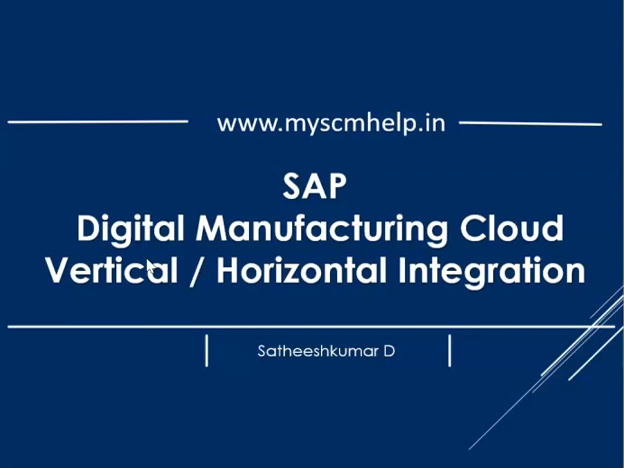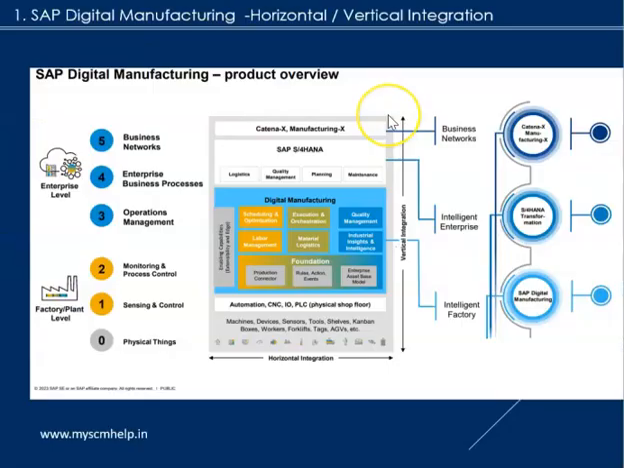In this video, we will look at the SAP Digital Manufacturing Cloud, especially the vertical and horizontal integration capabilities of the SAP Digital Manufacturing Cloud. I have posted a previous video which is about the product view, especially about the Digital Manufacturing Cloud and what all these submodules and key functionality are. In case you have not watched that, please watch that, and in continuation, please watch this, so that it will give you a clear overview.